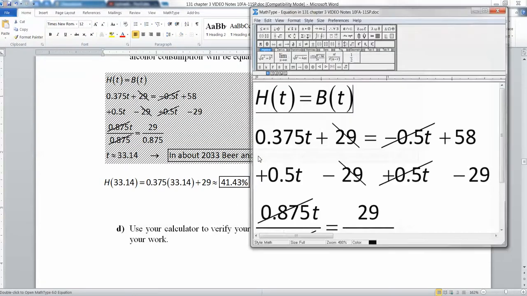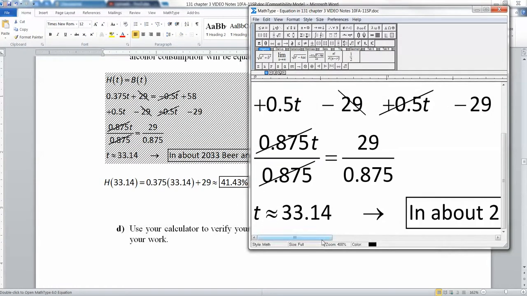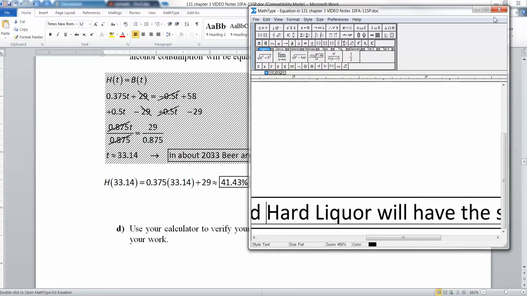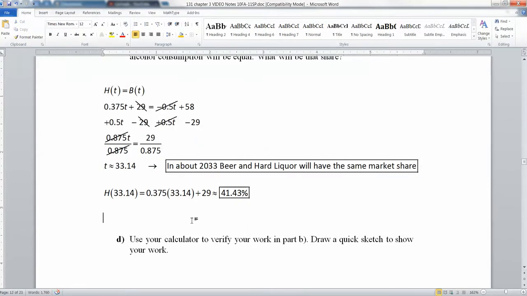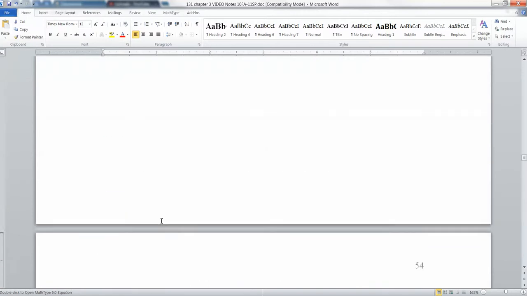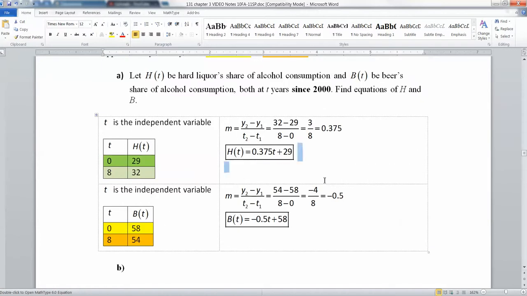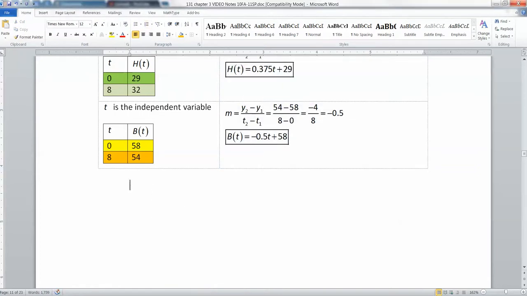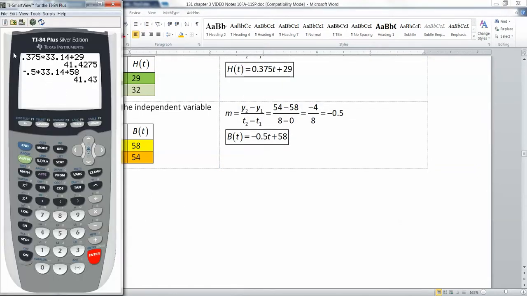All right, so we picked up right here. We were saying that in about that year, 2033, both beer and hard liquor should be at the same market share at about 41.43%. And I got the 41.43 again by taking that value that we found for T and substituting it into either one of these equations, either the hard liquor or the beer. It would have worked out pretty much either way, right? As you can see from my calculator.